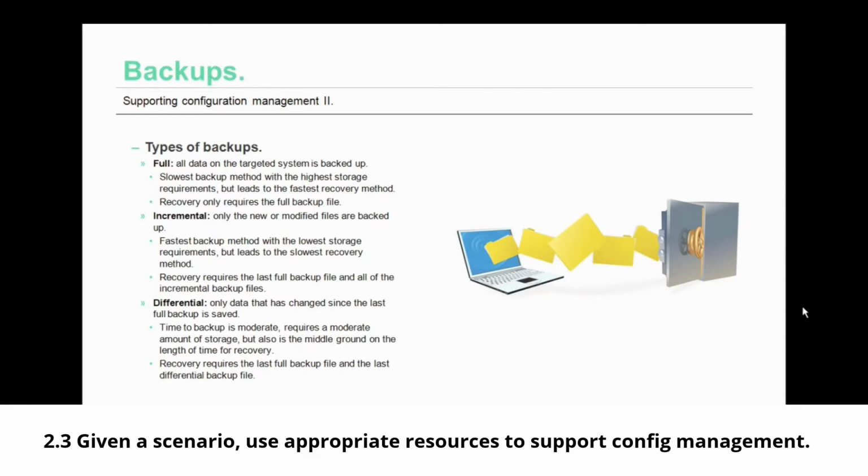Then there's the incremental backup. With this type, only new or modified files are backed up. This is the fastest backup method with the lowest storage requirements, but it also leads to the slowest recovery method. The recovery process with incremental backups requires the last full backup file and all of the incremental backup files.